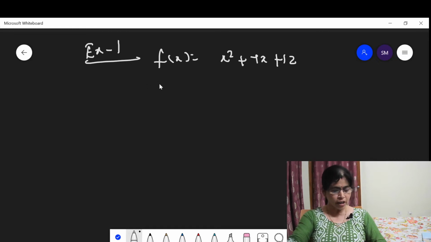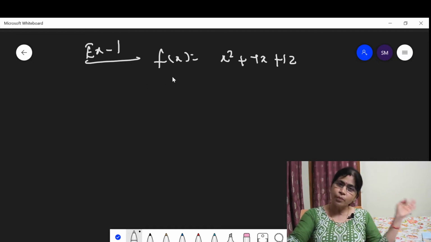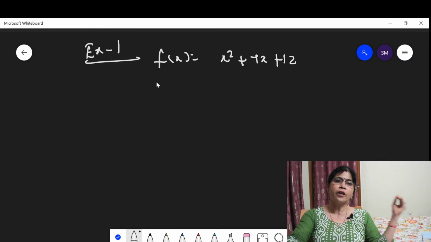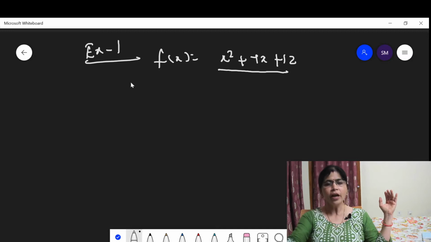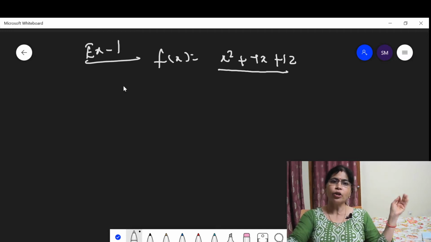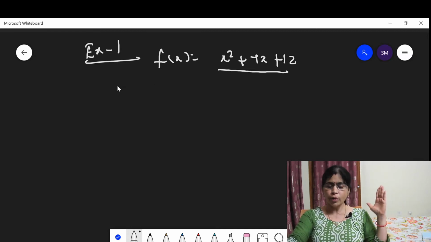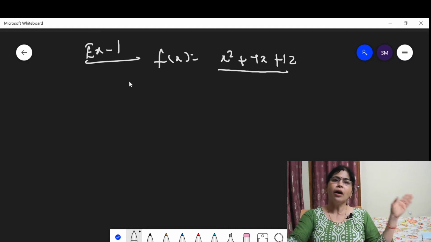Now let us find out the zeros of the polynomial and establish the relationship, and try to verify the formula of the relationship between two zeros. At first we have to find out the zeros of the polynomial and verify the two identities of the relationship between the zeros.